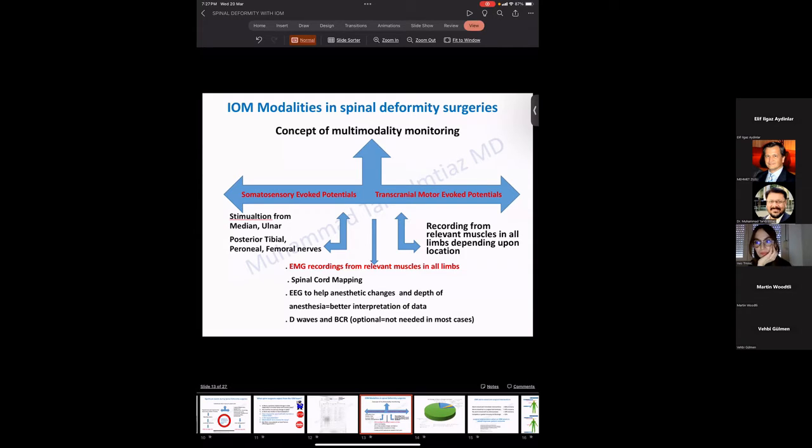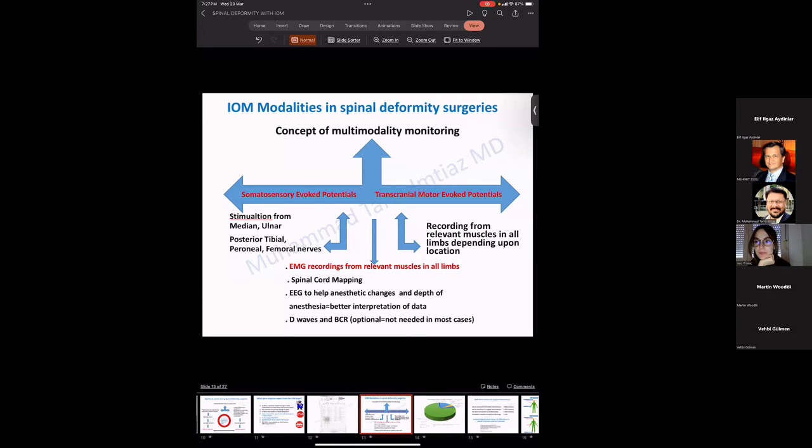I also use EMGs. It was also discussed in the previous talk, the involvement of relevant muscles, and including those muscles in our protocol for the IOM. Then I do spinal cord mapping in tumor surgeries very regularly, especially because we are a large center. We receive a lot of complex patients and referrals from remote areas, and those have already been operated upon. And I feel spinal cord mapping is imperative in achieving good results in those surgeries.